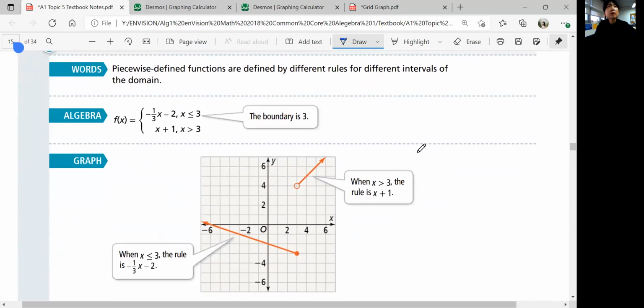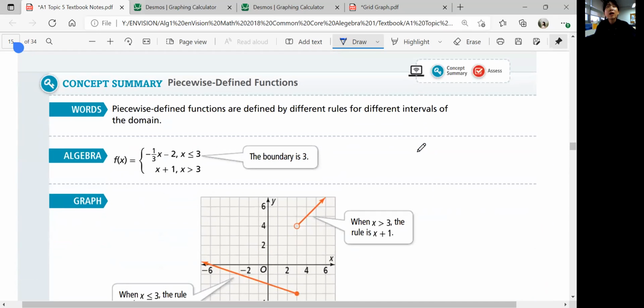So summary, what's a piecewise defined function? They're defined by different rows for different intervals of the domain. They're in pieces. They have line segments, but they're still a function, and you cannot have a repeated x value, but you can have the same y value.